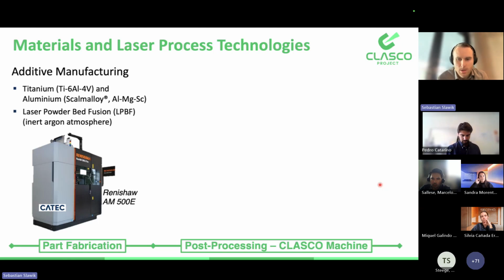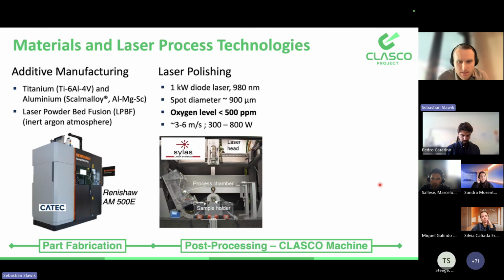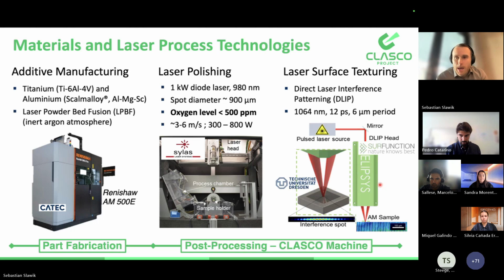This is happening in the CLASCO machine, which you can see here, basically, the inner part of it from Sila's laser system. There we do first the laser polishing with a reduced oxygen level in an inert chamber, as you can see here. And secondly, we have laser surface texturing. We also use the direct laser interference patterning technology as in the previous two projects. We use the ellipsis optical head, which shows a very much enhanced depth of focus, which is very much beneficial for 3D components.